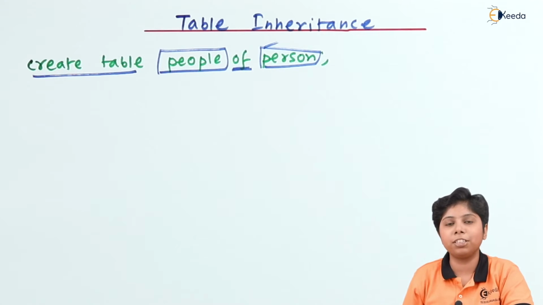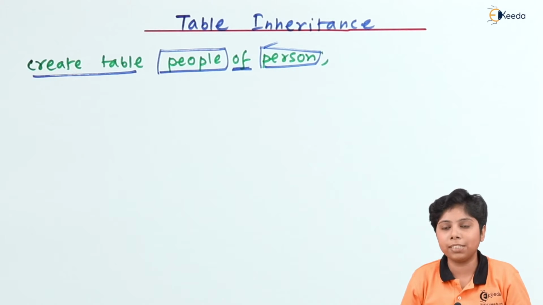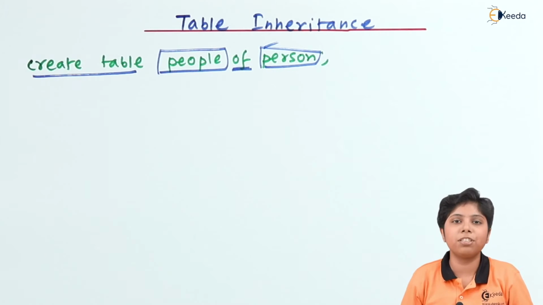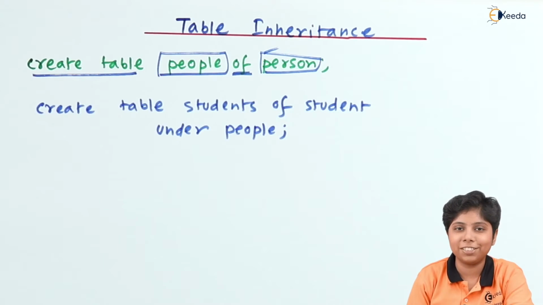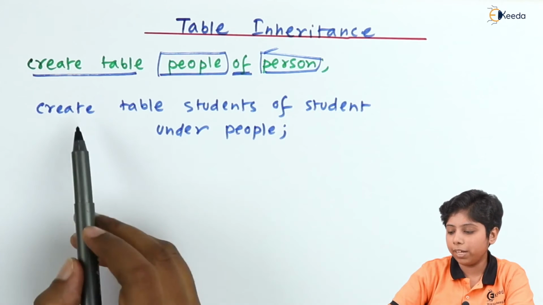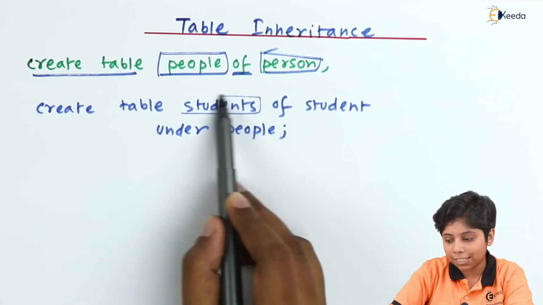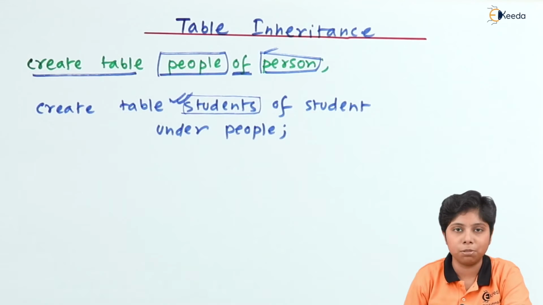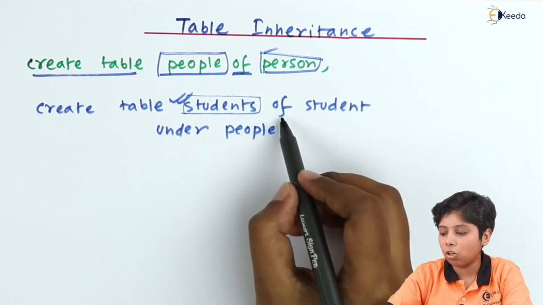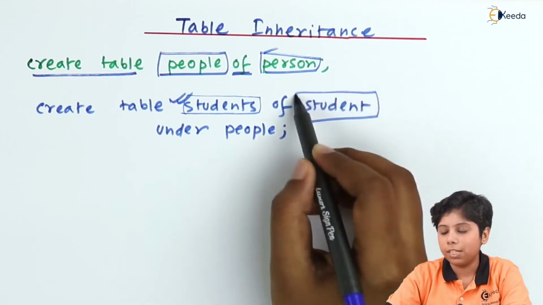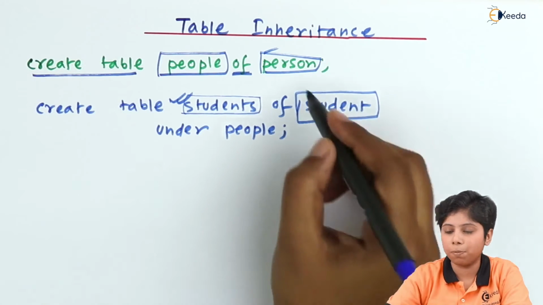Now if I want another table to be created under people, say for student and teacher, we can do this like so. Now look for the changes here. I have made create table students, which is the relation or table name. Now I have created it of type student, which is also inherited from the person type.